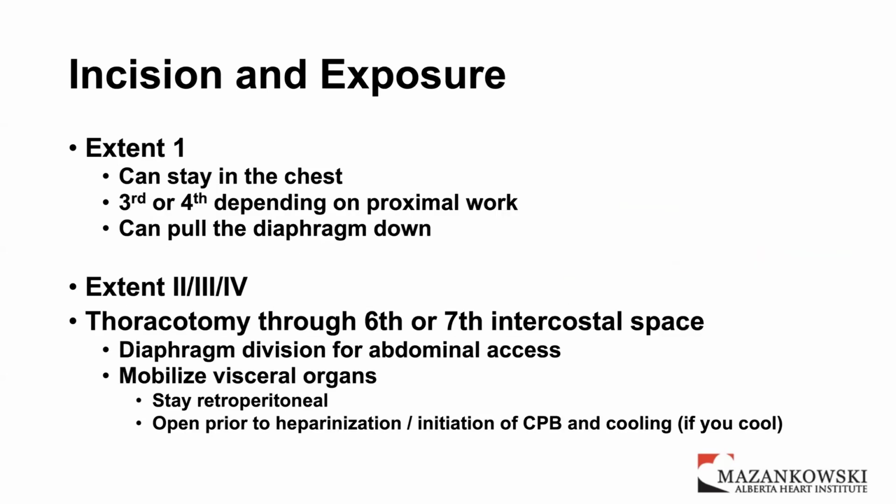If you're dealing with an extent 1 thoracoabdominal aortic aneurysm, the vast majority of the time you can stay in the chest. For me, I decide if I'm going to go third or fourth intercostal space, depending on how much proximal work, or how proximal into the aorta, I'm going to need to be. You can always pull the diaphragm down.